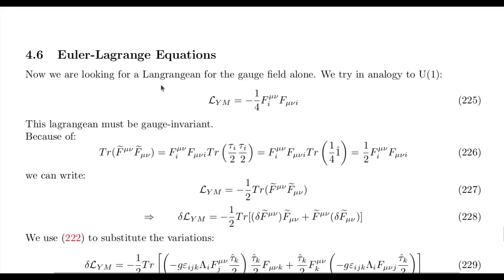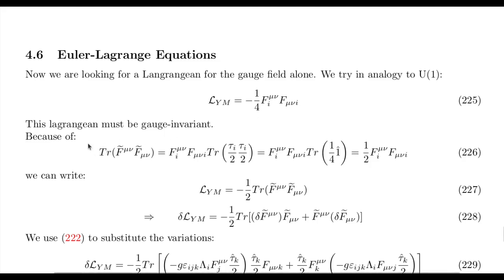Now we look at the Euler-Lagrange equations. We have introduced the gauge field A, like in the electromagnetic case, and that means we need an additional part for the Lagrange density function. We try the same as in the electromagnetic case and write for the Yang-Mills Lagrangian minus a quarter f covariant and contravariant. That means we have a double scalar product, and here we have an additional index i for the isospin. And of course this term must be gauge invariant.